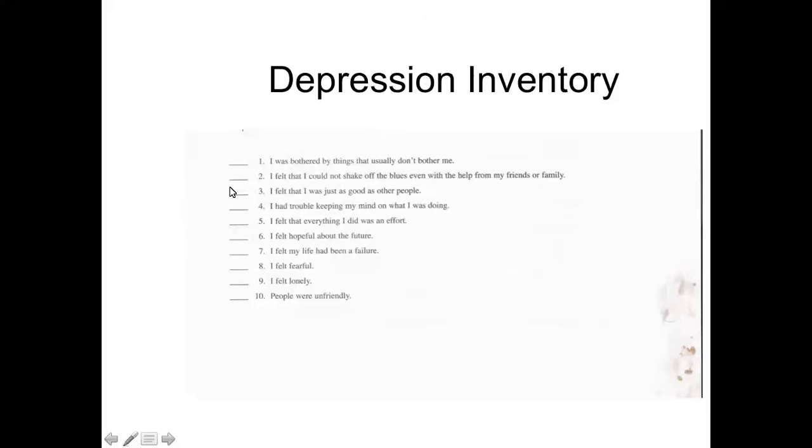Now, here's examples of symptoms we might screen a person for depression. Again, you don't need all of them. So I was bothered by things that usually don't bother me. I felt I couldn't shake off the blues, even with the help of friends and family. I'm skipping a little bit. Well, some of these are reverse coded. I felt everything I did was with effort, or I felt my life has been a failure, things like that. These are all linked to depression. Now, things that are the antithesis of depression is look at number 3. It's reverse coded. I felt that I was just as good as other people, right? Well, if you feel that, then that's a sign that you're not depressed. But anyway, there are inventories that have both sides.